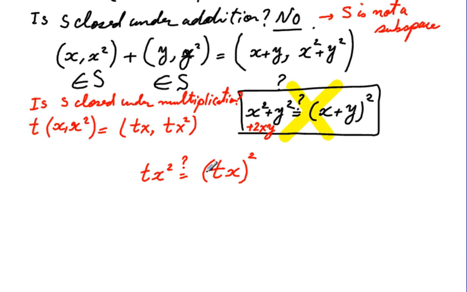No, because remember, this squaring is happening first, multiplication happens later. t is not being squared here, so this does not match. So is it closed under multiplication? The answer to that one is also no. We already gave a negative answer to that question anyway, but here it completes the picture.